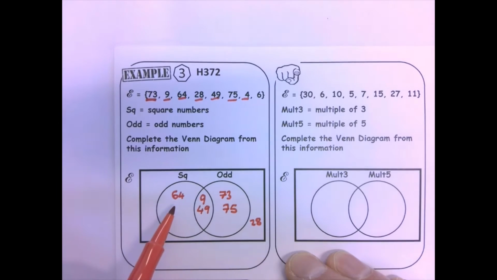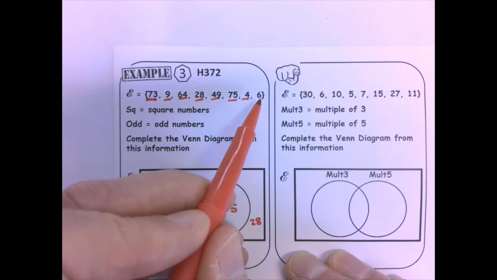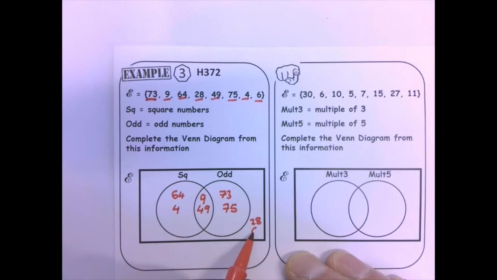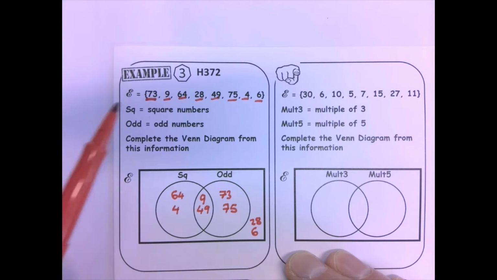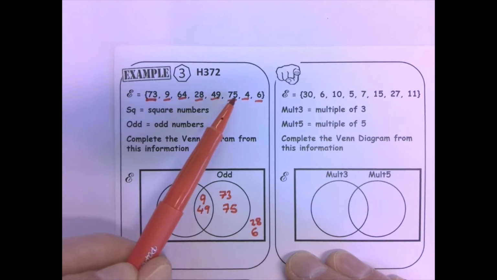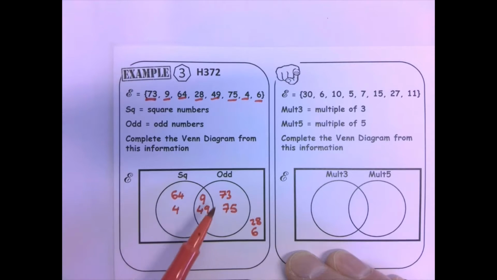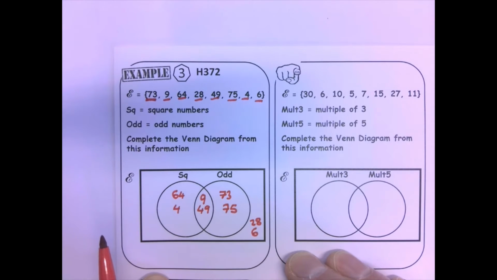4 is square, but not odd. 6 is just a spare number. So let's just make sure: 1, 2, 3, 4, 5, 6, 7, 8. Okay, we have completed the Venn diagram for all the numbers. Well done us.